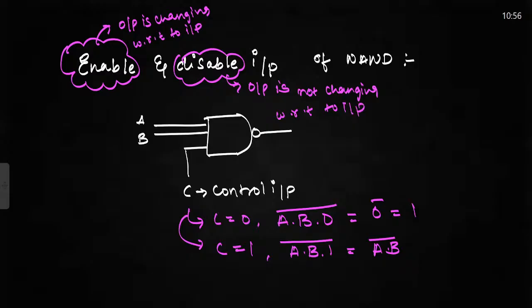From observation here, even if I am changing A and B values, when I keep C equal to 0, there will be no change in output. I will always get 1. So this will be my disable input. Since for C equal to 1, if we change A and B values, my output will also change, this will be my enable input. I hope you understood this topic.